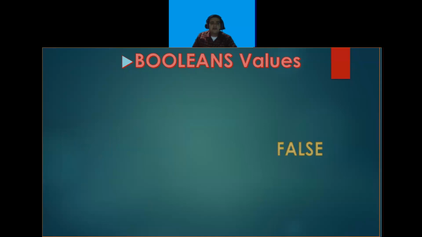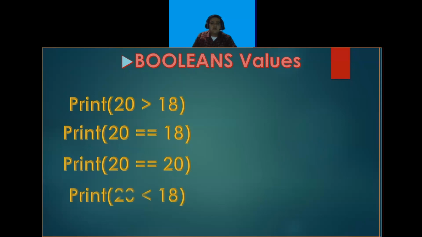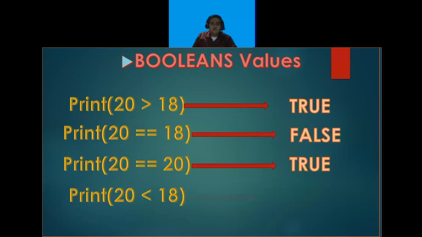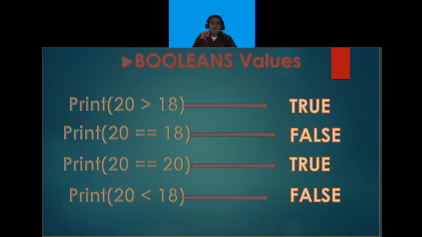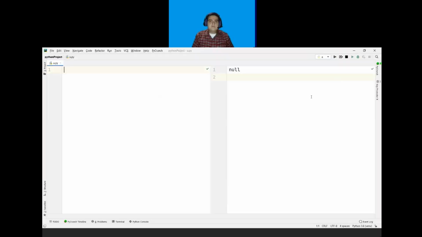For example, these are the values here. So if these expressions are evaluated, Python returns the Boolean answer. So these are the answers of these expressions, either true or false. Now let's see some practical examples of these Boolean expressions.